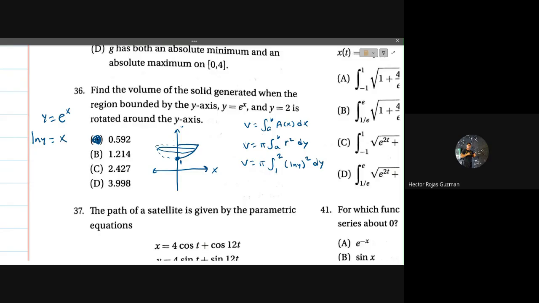Wait, it's not 2 minus the ln of y? No, we're doing right minus left. Oh, yeah. Because the radius would be given by the distance from the center of revolution to the function. So the function is ln of y. The center of revolution is 0. Right minus left: ln of y minus 0.